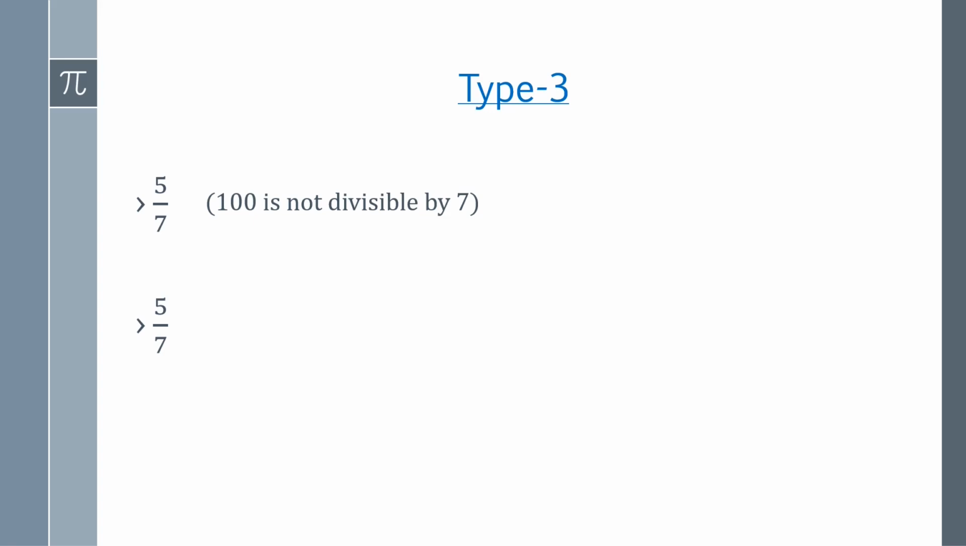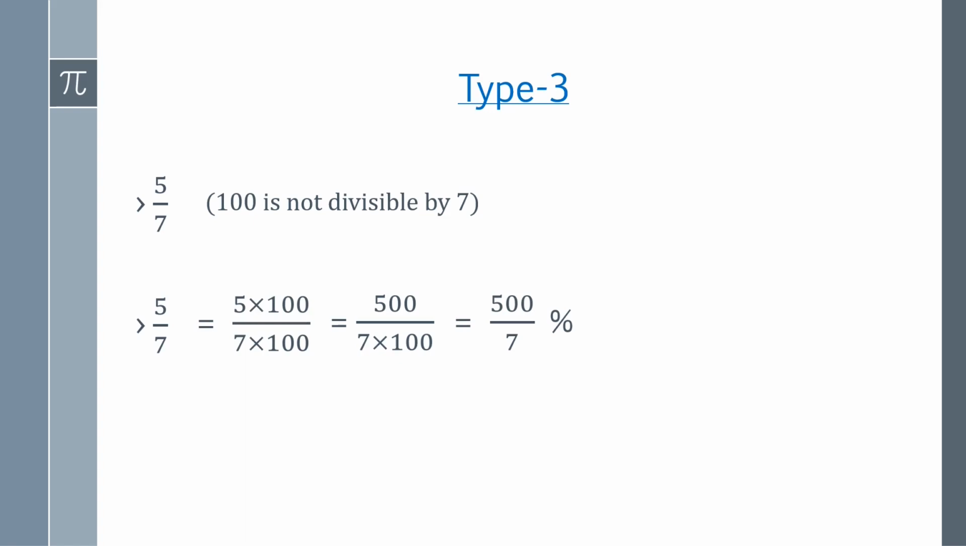I'll just multiply the numerator and denominator by 100, resulting in 5 into 100, that is 500. I'll write it and then replace the 100 in the denominator with the percentage symbol. Now I have the option of converting this to decimal. That is 500 divided by 7. This is written as 71.4285%. I can still reduce it to smaller terms by rounding off to 2 decimal places as 71.43%.